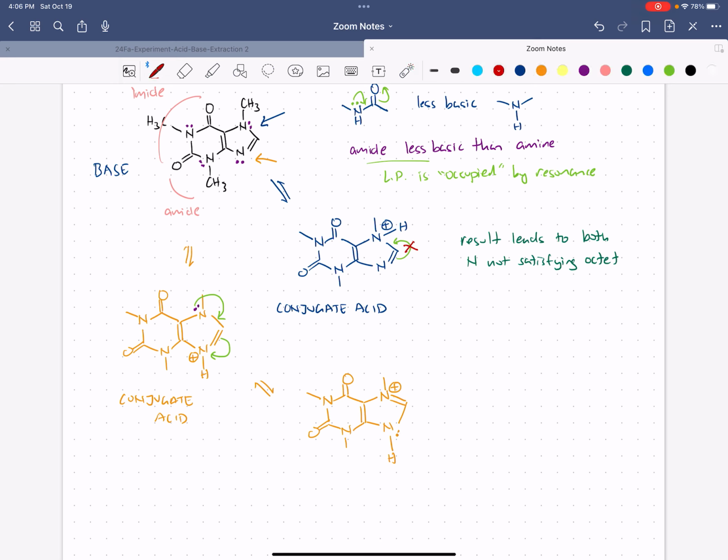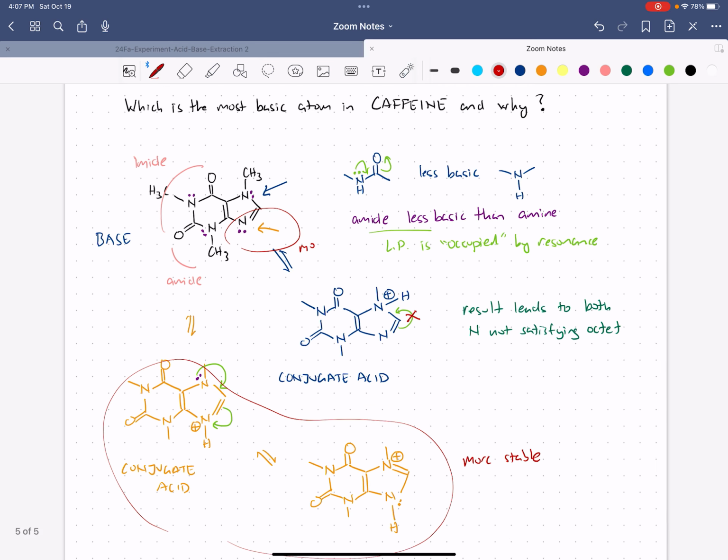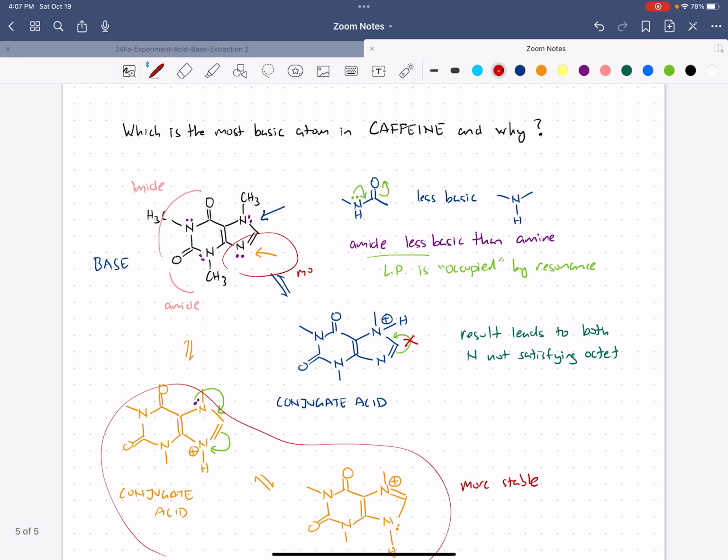That's my conclusion, is that this is more stable because of resonance. Hence, this is more likely to grab the proton. Or, if we use proper terminology, this is the more basic nitrogen or atom. More basic. Let's use most. It's the most basic atom, period. Most basic atom. That's our answer.